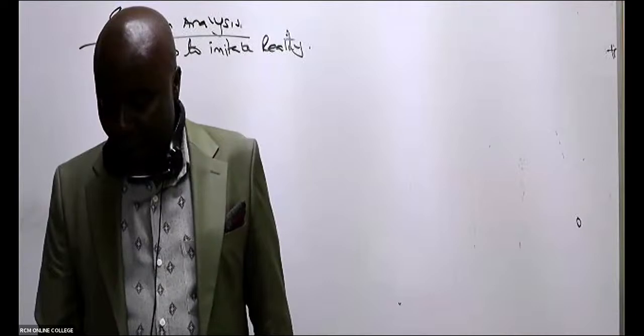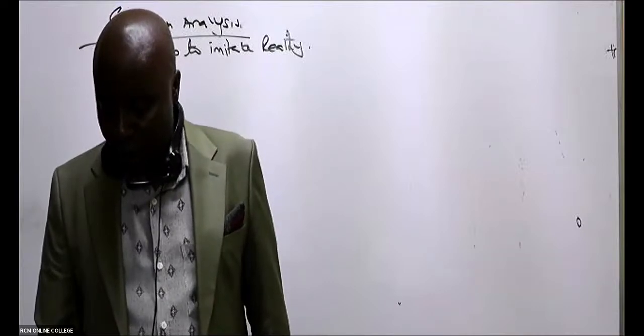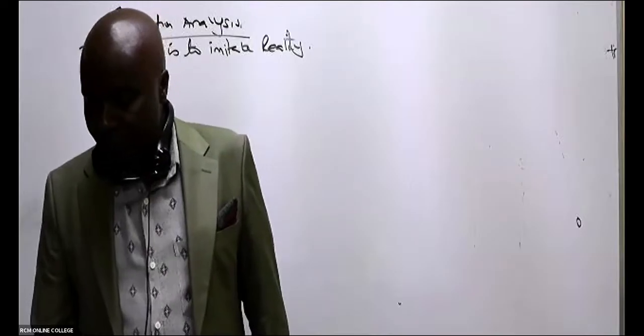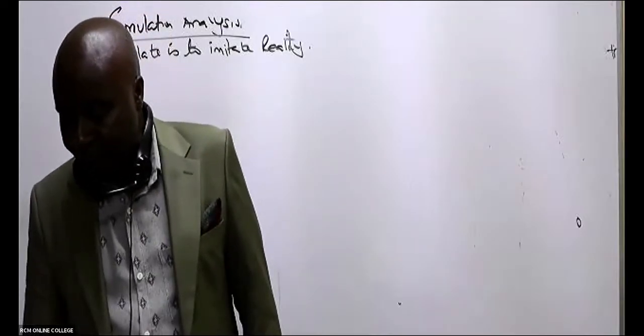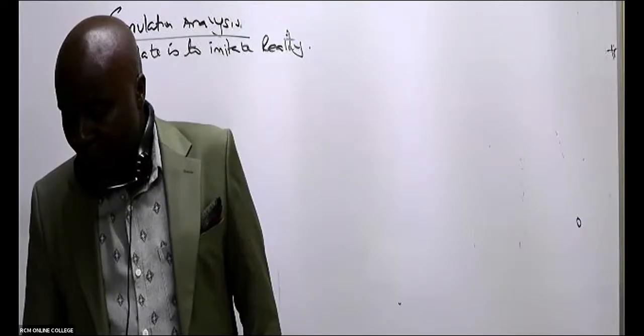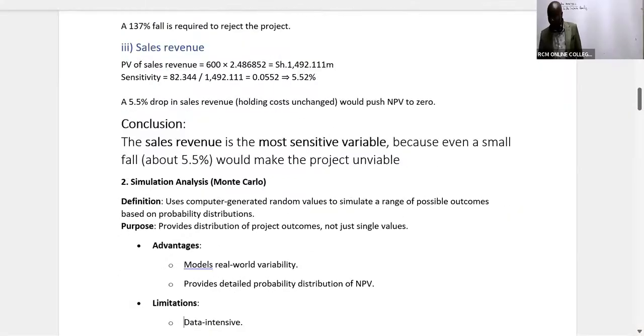Now, please listen. Whenever we talk of this simulation analysis, what are we supposed to be thinking about? If you look at the handout that I've just shared with you, I hope now at last you got it. Look at number 2, simulation analysis, the Monte Carlo. It's called the Monte Carlo system. Simulation uses computer-generated random values to simulate a range of possible outcomes, based on probability distributions.